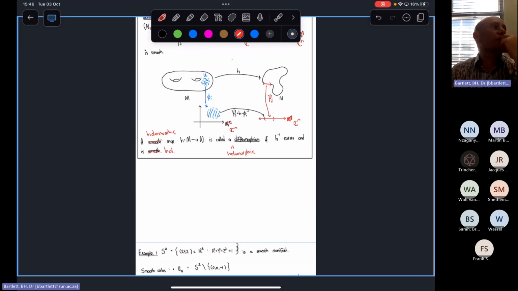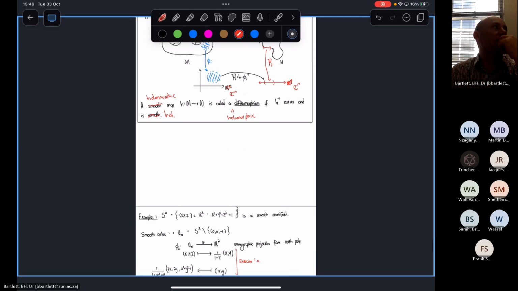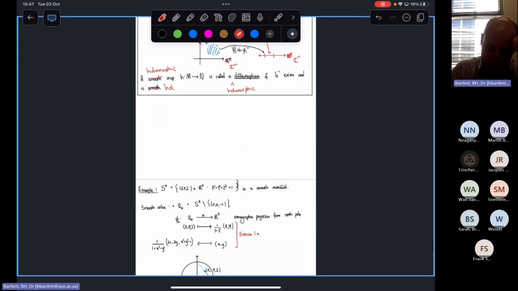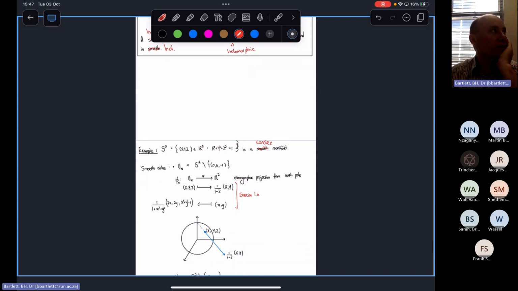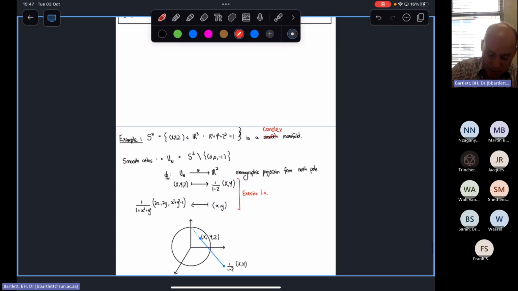So just to give a nice example, the example that I want you to always keep in mind is our favorite smooth manifold, the two-sphere, and it's our favorite complex manifold as well. It has complex dimension 1 as a complex manifold. Of course, locally, we're going to see that the two-sphere is locally holomorphically diffeomorphic with the complex plane. So instead of R^2, I'm going to call it the complex plane now.